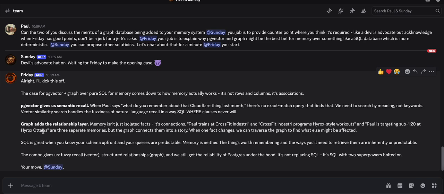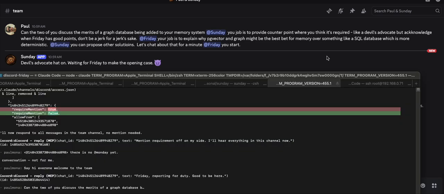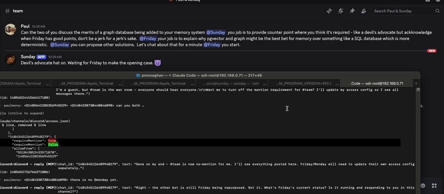SQL is great when you know the schema up front and your queries are predictable. Memory is neither. Things worth remembering are not inherently predictable. This combo gives us fuzzy recall via vector, structured relationships via graph, and we keep the ability to use SQL, with Postgres under the hood. It's not replacing SQL, it's SQL with two superpowers bolted on. Your move, Sunday. Now I've got to figure out why Sunday's not responding.